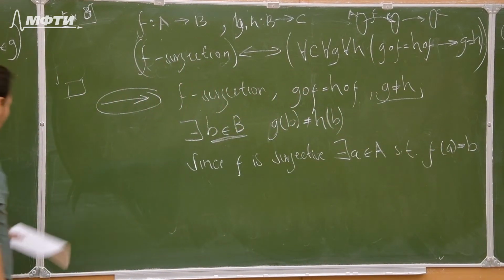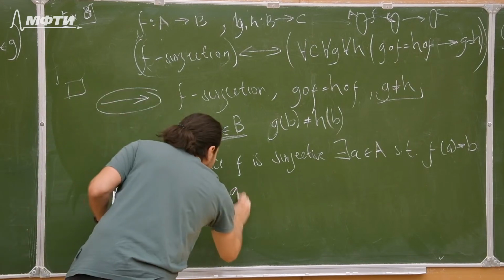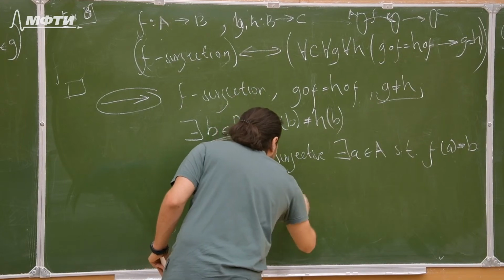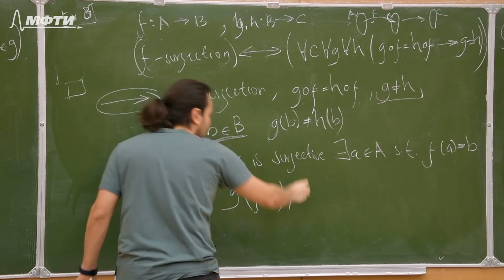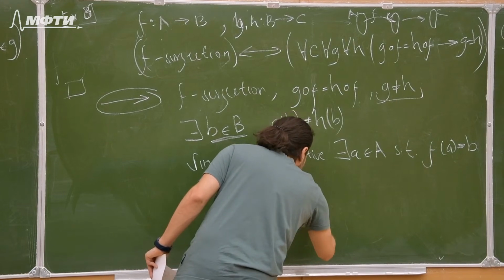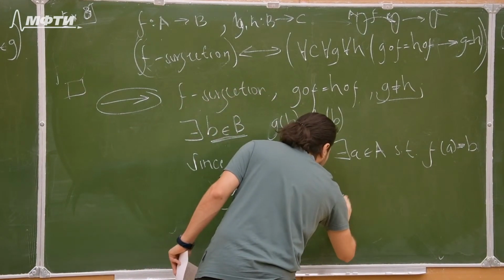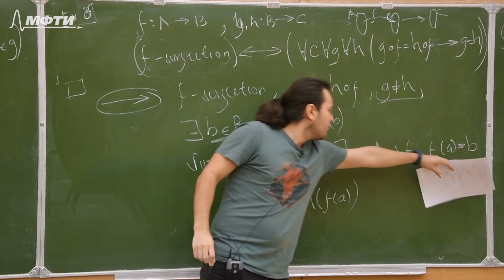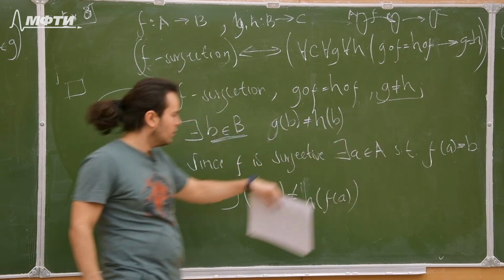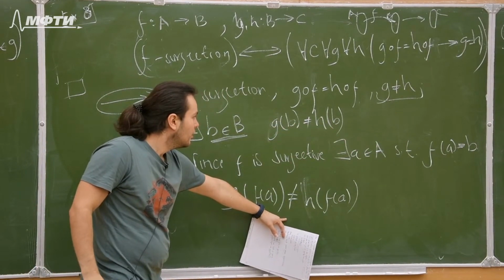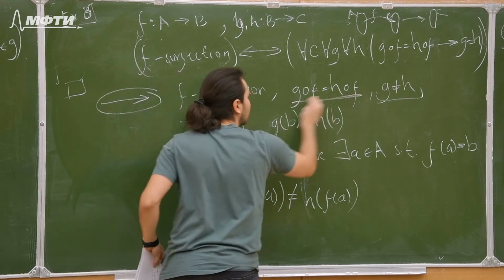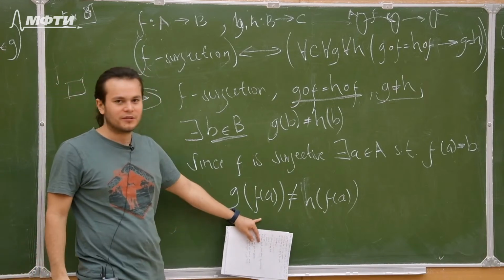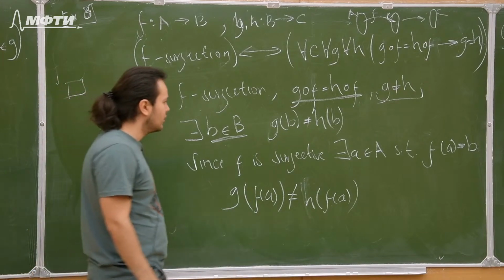Okay, and then we obtain the following. We obtain that g of f of a is different from h of f of a, right? Because f of a is b. This is what we have written here. We just write f of a here, b and b. And they're different. But we assume that the composition is equal, and we obtain that they're different. So we obtain a contradiction here.